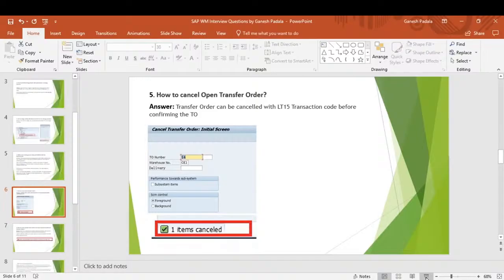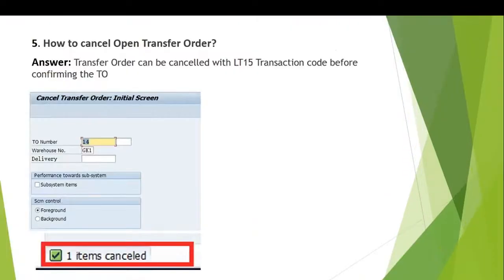One more interview question: how to cancel an open transfer order? You know that a transfer order can be created against a material document, against a posting change notice, and we can create it against an inbound delivery or against an outbound delivery. We can create the transfer order with reference to multiple documents in SAP. Once you create the transfer order, how do you cancel it? For example, if you have created it by mistake, how do you cancel the open transfer order?